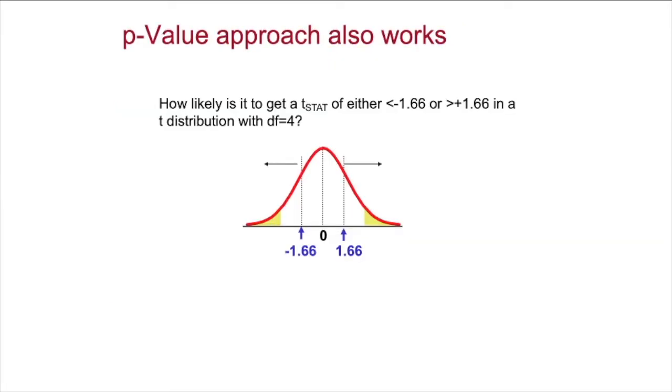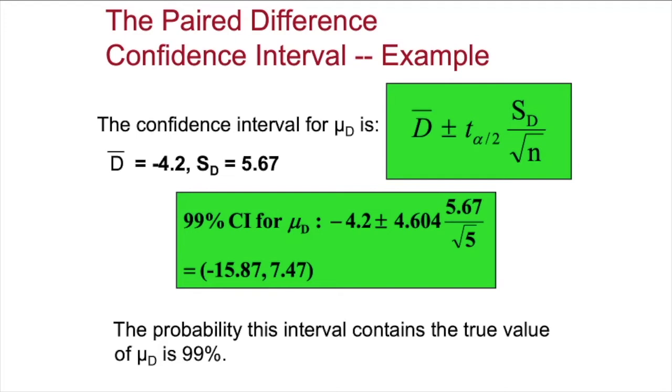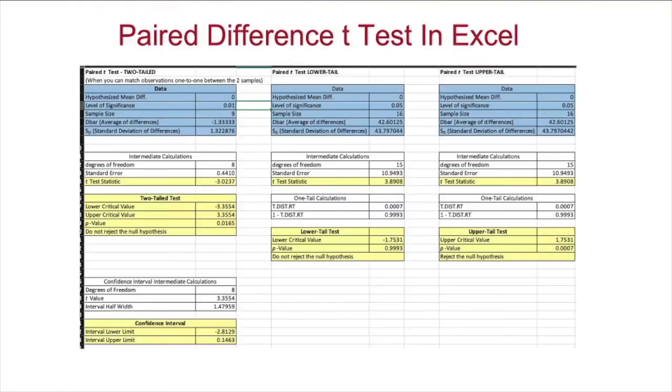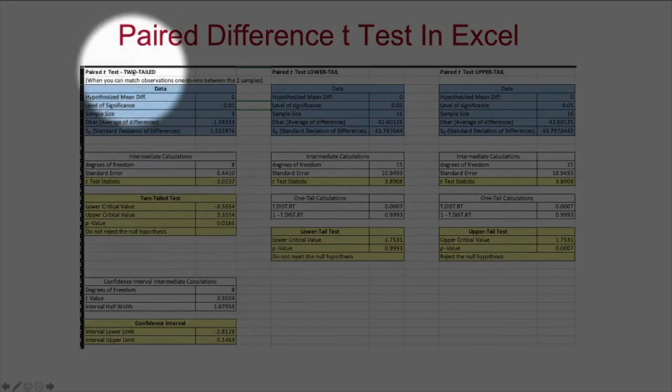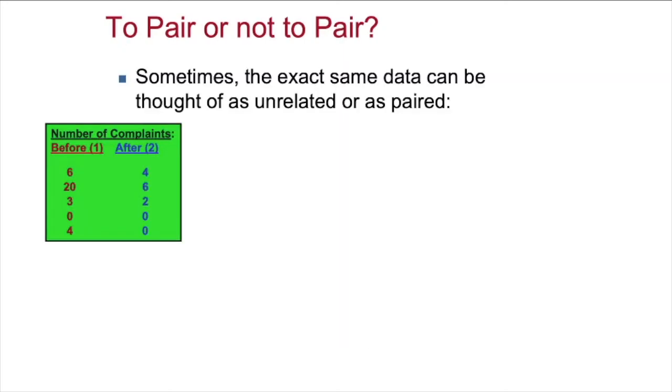Of course, the p-value approach would also work here. So you would sum the 2 probabilities on each side, and you would find a p-value of 0.173, which is not less than alpha, which was 0.01, and so you cannot reject. And naturally, the confidence interval approach would also work, and you find that 0 is included in your confidence interval, and so again you fail to reject. What would this look like in Excel? You would have a template and it would look something like this. In this case, you would have used the two-tailed test, but of course you also have a lower-tailed test or an upper-tailed test.